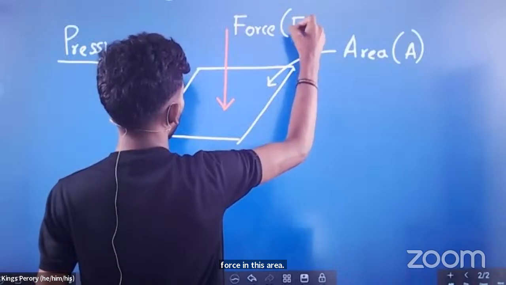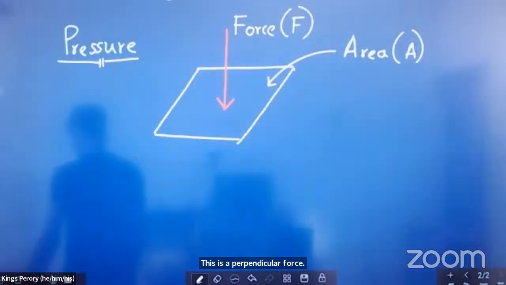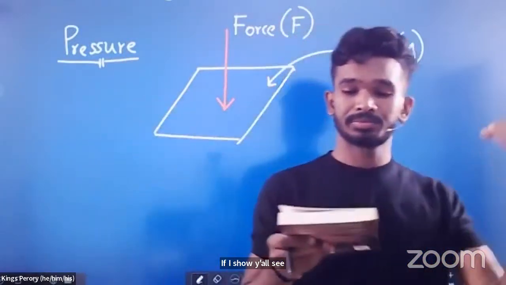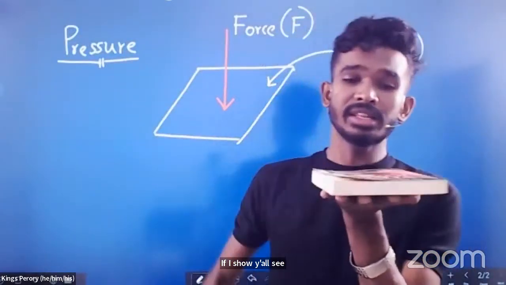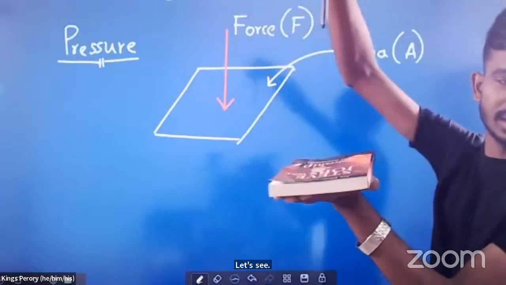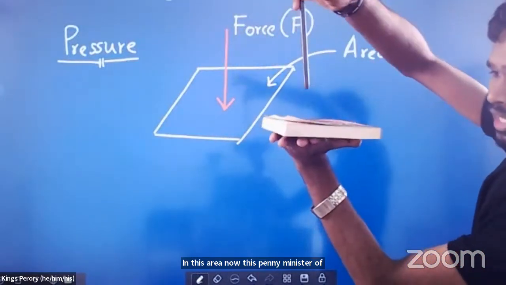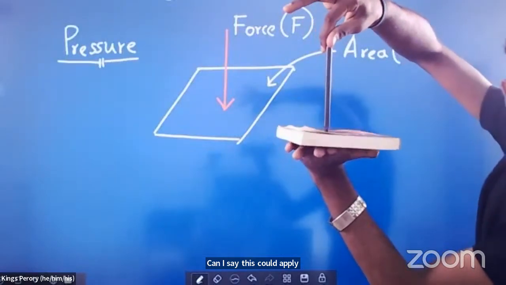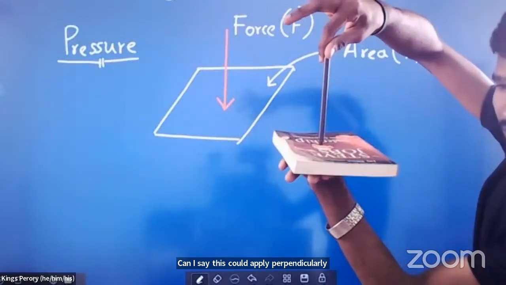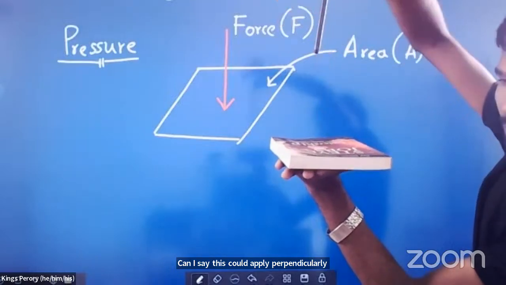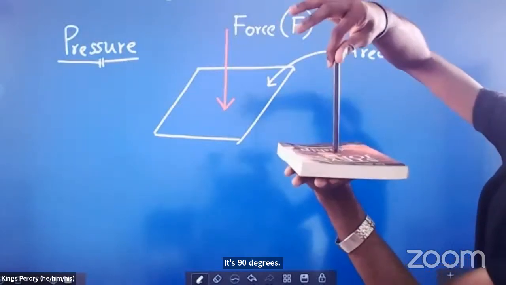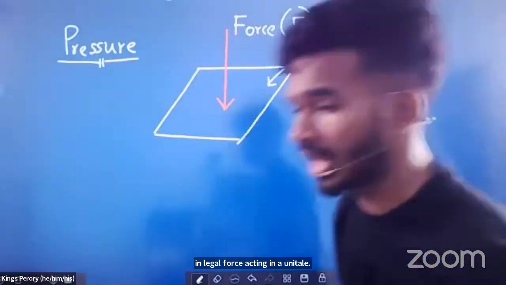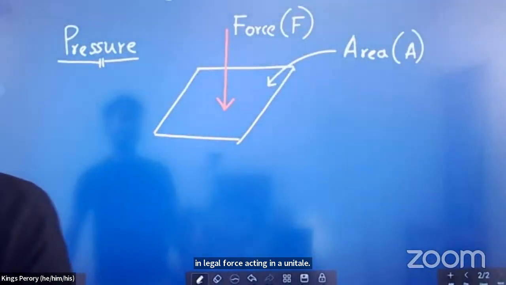If I show you all, let's say this is the area. Now this pen is the force. Can you see this force is applied perpendicular? This pen is perpendicular, 90 degrees. Perpendicular force acting on a unit area.